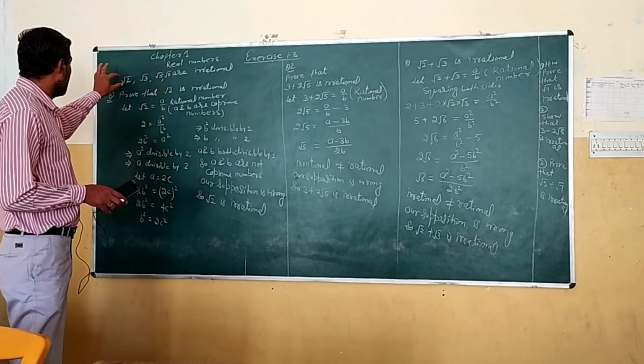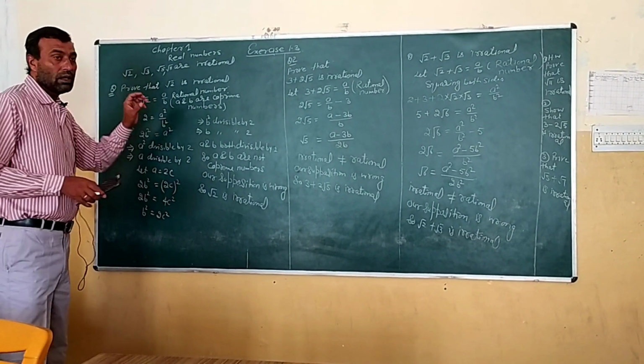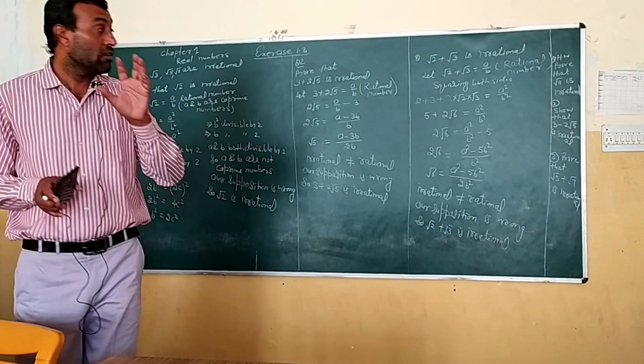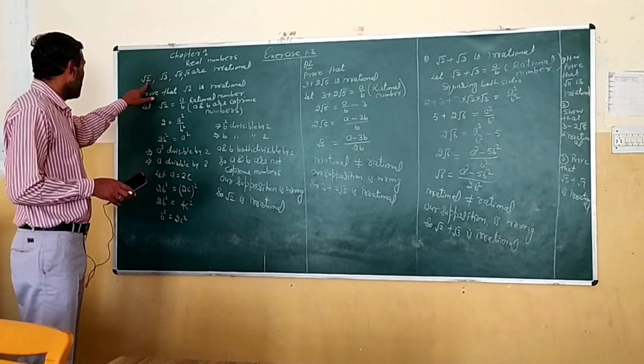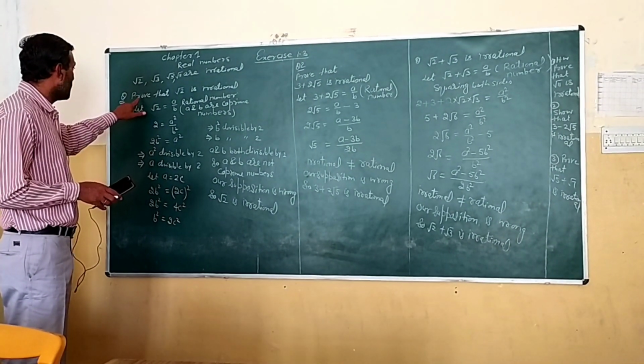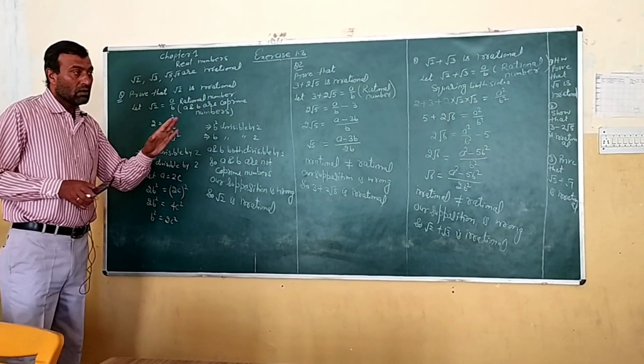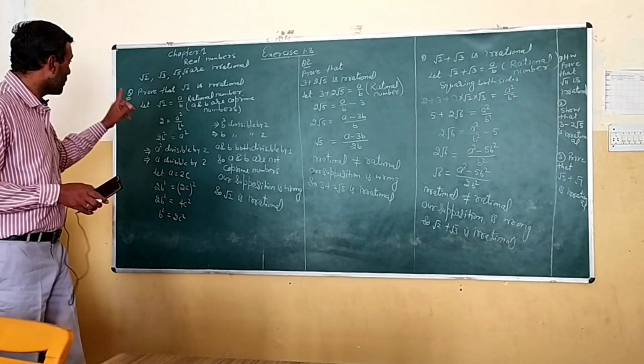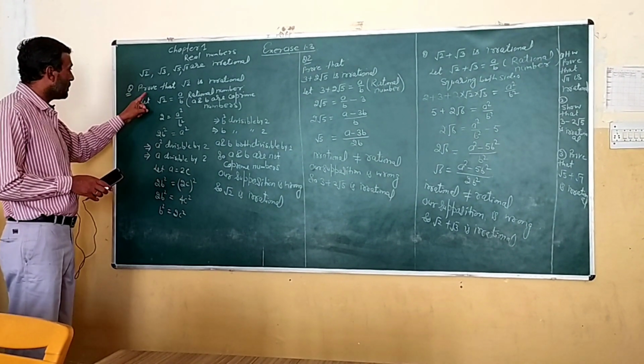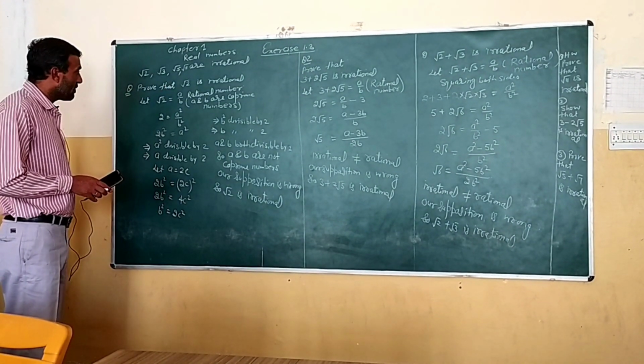When there is a single digit inside the root, it belongs to a theorem. So if the question in the examination is, prove that root 2 is irrational, it means this is the theorem, and students, you have to prove this theorem. For example, first question: prove that root 2 is irrational.